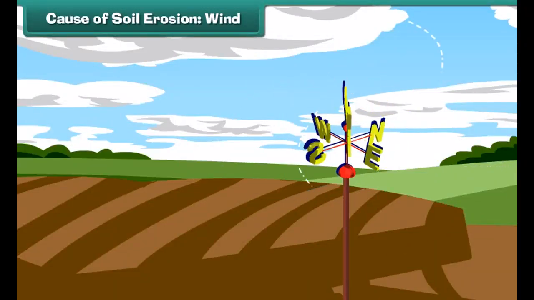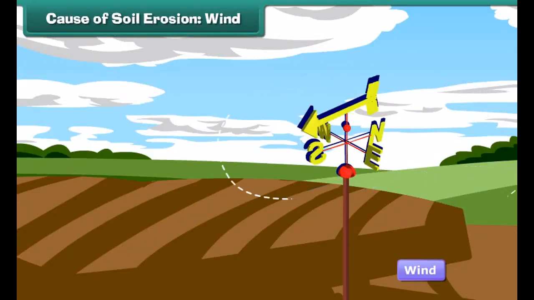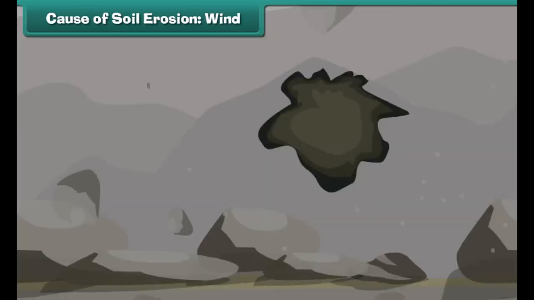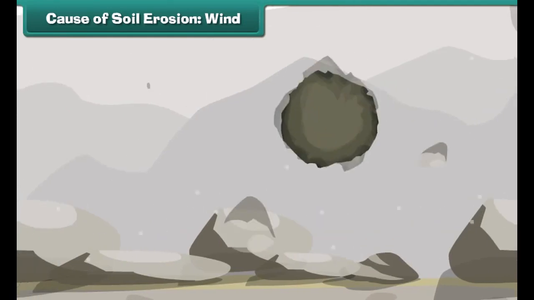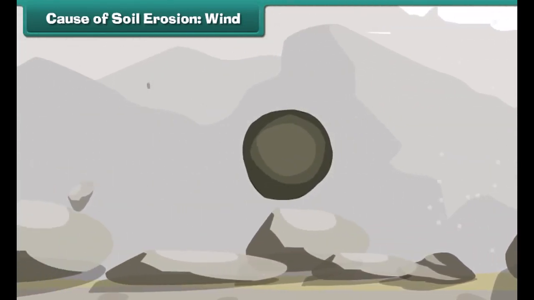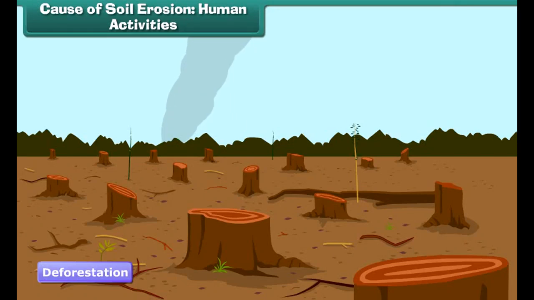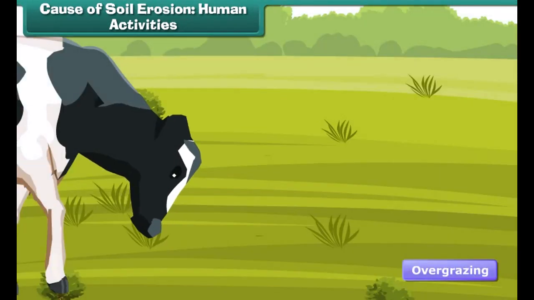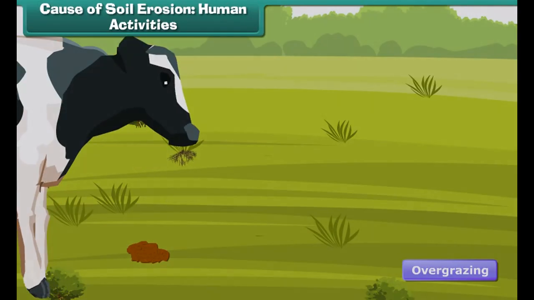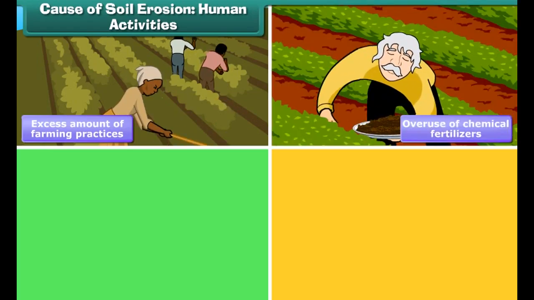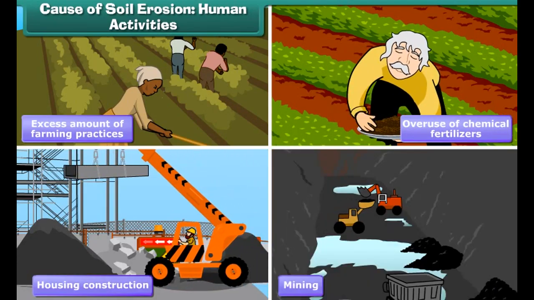The other agent responsible for soil erosion is the wind. Wind picks up the finer soil particles and takes them to another location. During storms, the heavy wind takes away the bigger soil particles to a distant place, and that causes soil erosion. Though soil erosion is in itself a naturally occurring process, in many cases it is increased by human activities. Some of these include deforestation, overgrazing by animals, improper or excess farming practices, trail building, overuse of chemical fertilizers, housing construction, mining, etc.